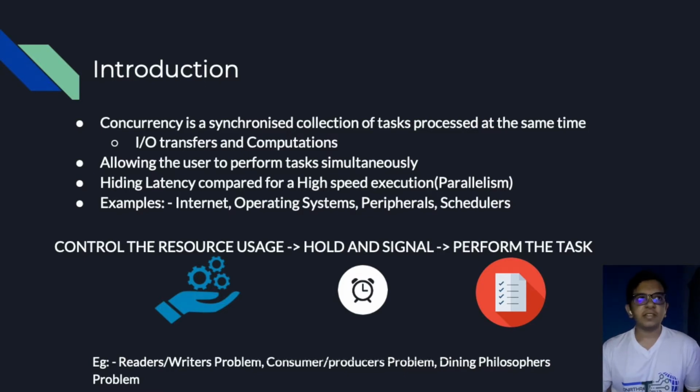How is it done? It's actually done by the base of a key task, which is controlling resource usage and performing synchronized operations, such as semaphore. For concurrency systems in the real world, you can take examples such as the internet, operating systems, peripherals, and schedulers.